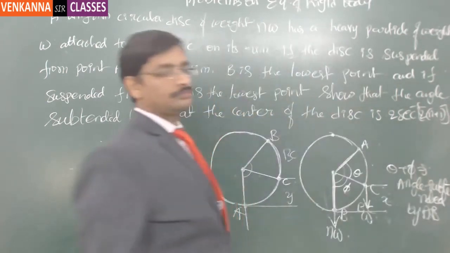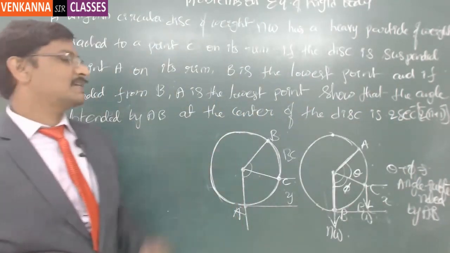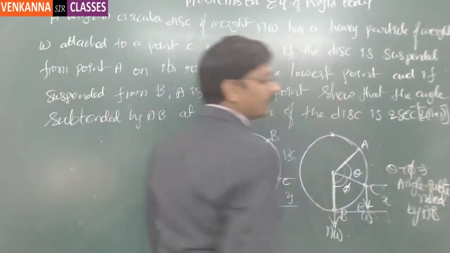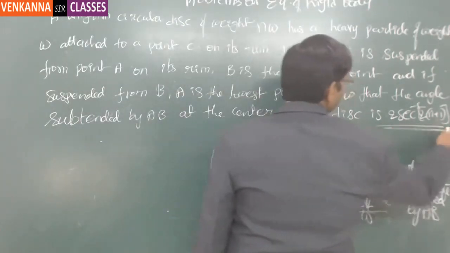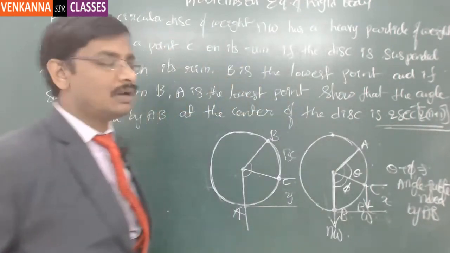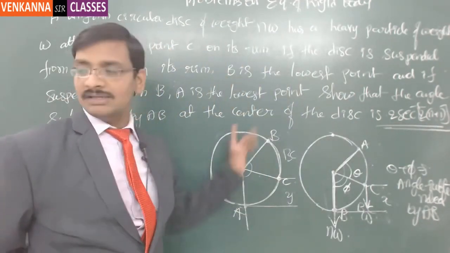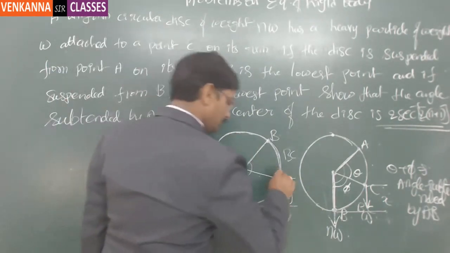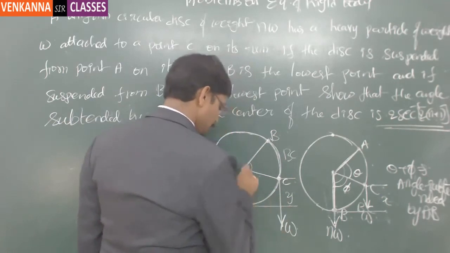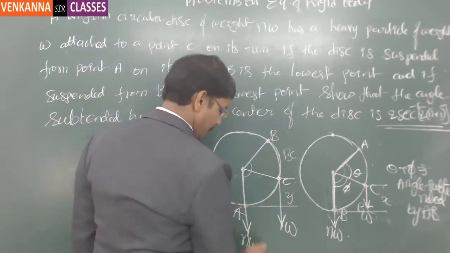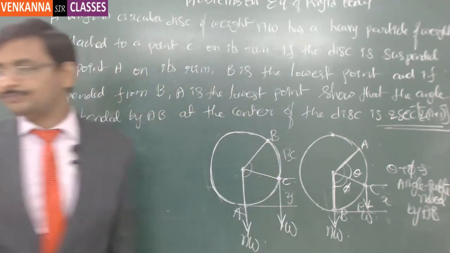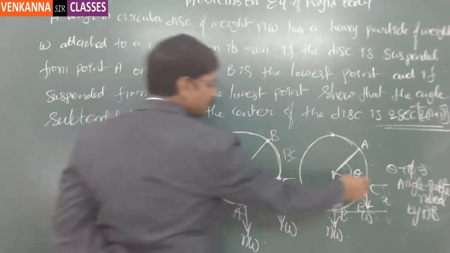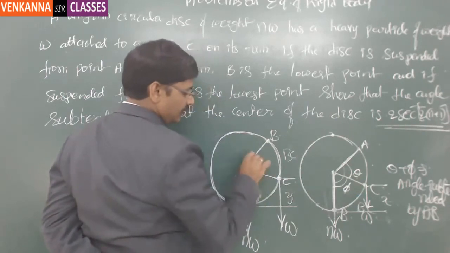Got it? So based on this understanding, he asked us to find this angle theta plus phi, and it should be equal to 2 times secant inverse of 2 times n plus 1, where the mass of this entire disk is NW and the mass that is attached at point C is W. So this is W and this is NW. Now try to solve this problem. So if this angle is theta, this will be theta and this will be phi.